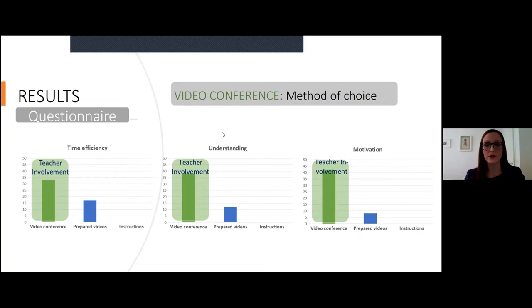And the advantage of this teaching method was that if the pupils had any understanding problems, they could ask the teacher immediately and solve the problem. Also, the teaching method was very time efficient. And the only disadvantage this teaching method had was that if there was a lack of computer equipment, or if the pupils had a poor connection, they could not fully attend the classes.